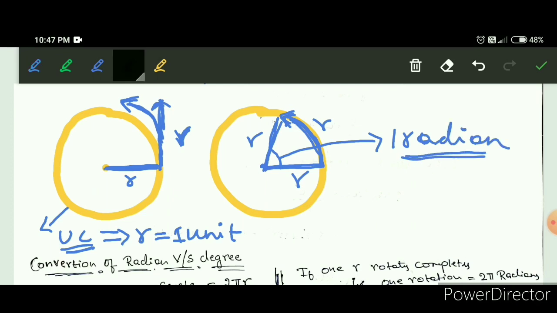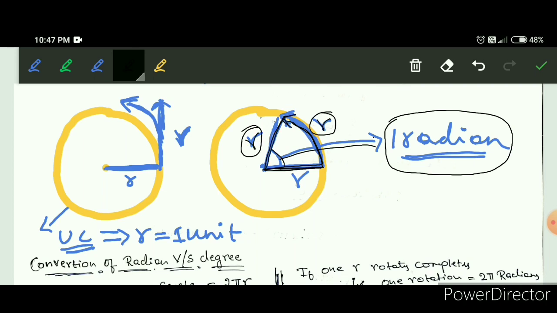So why is it called 1 radian? Because here r is used everywhere to form the angle. Here radius r is used. This arc is also of length radius r, and this joining line is also of length radius r. So this angle is formed by using the radius, so it is called a radian.